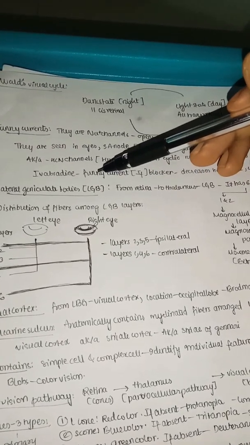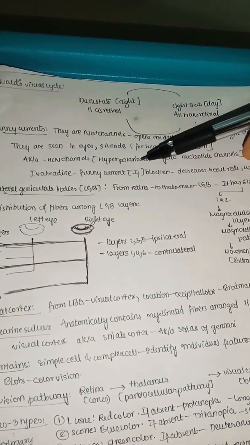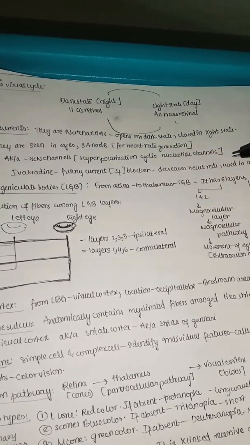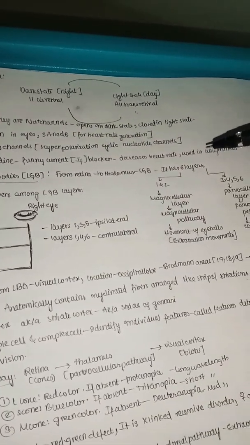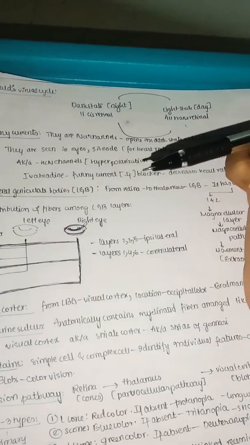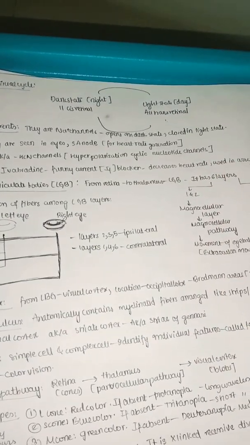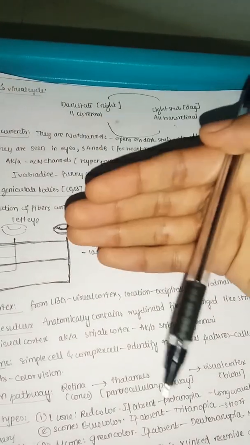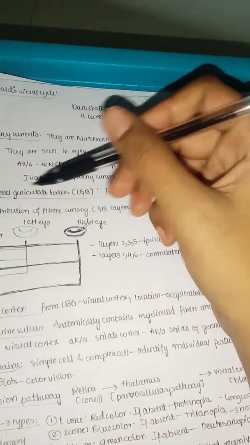And let us see about ivabradine. Ivabradine, funny current blocker. So ivabradine is a funny current blocker. It mainly decreases the heart rate and also it is used in arrhythmia. So in the name itself you can see ivabradine, brady like bradycardia. So as here there is higher heart rate, to decrease it of course we need to bring in bradycardia. So you can remember like that, ivabradine.